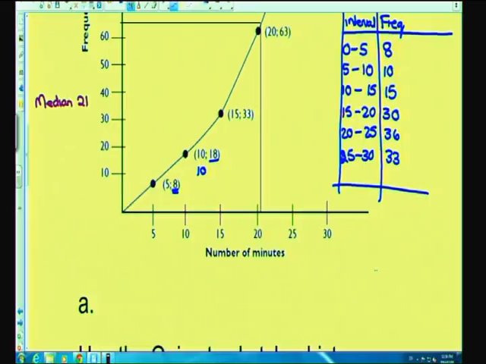So what we do is we take our interval and we take the midpoint of the interval. So if I go over here and I look at 0 to 5, the midpoint would be 2.5. The midpoint over here would be 7.5. Midpoint here 12.5. The midpoint over here would be 17.5. And over here it would be 22.5. And this one would be 27.5. But obviously, we must have 8 times that, 10 times that, 15 times that, 30 times that, 36 times that, and 33 times that.